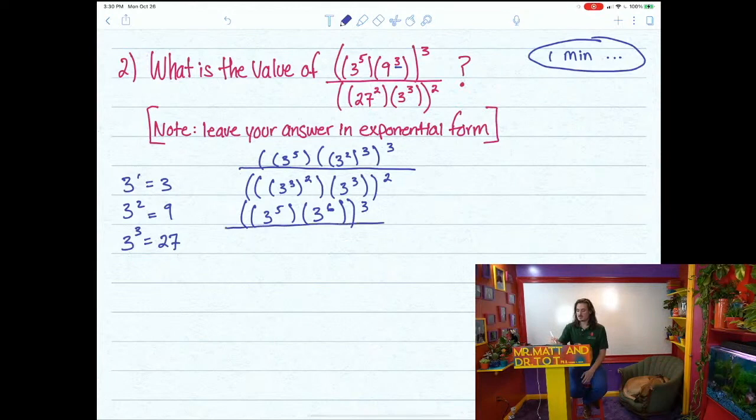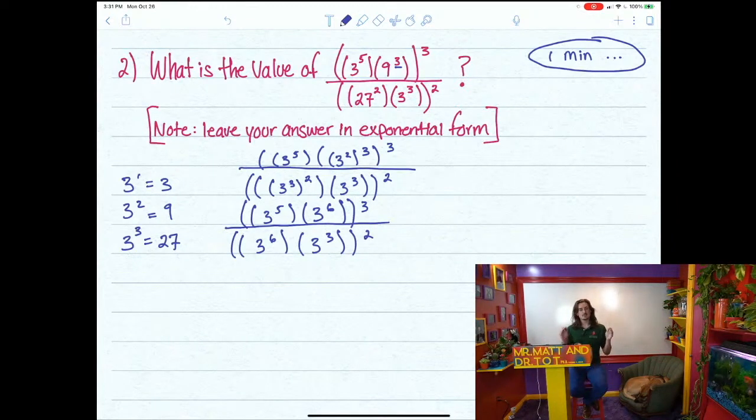Quantity divided by 3 cubed quantity squared is the same thing as 3 to the 3 times 2 power, which again is 3 to the 6th power. Then we're going to have 3 cubed, which is the same as its original form. The whole thing squared.